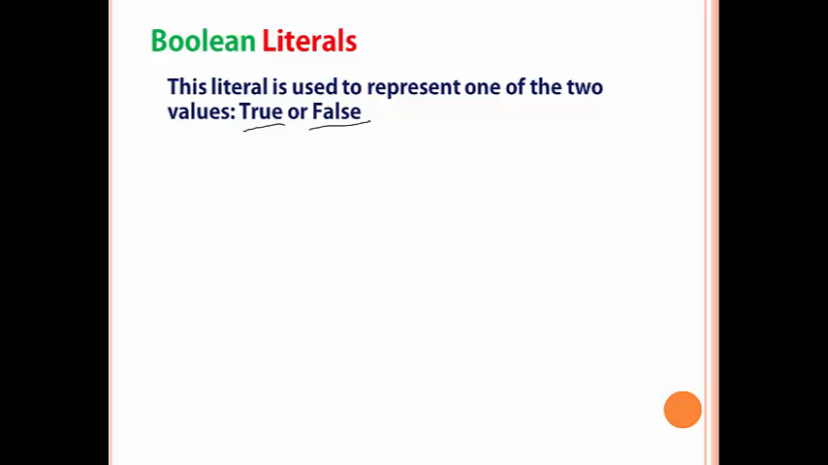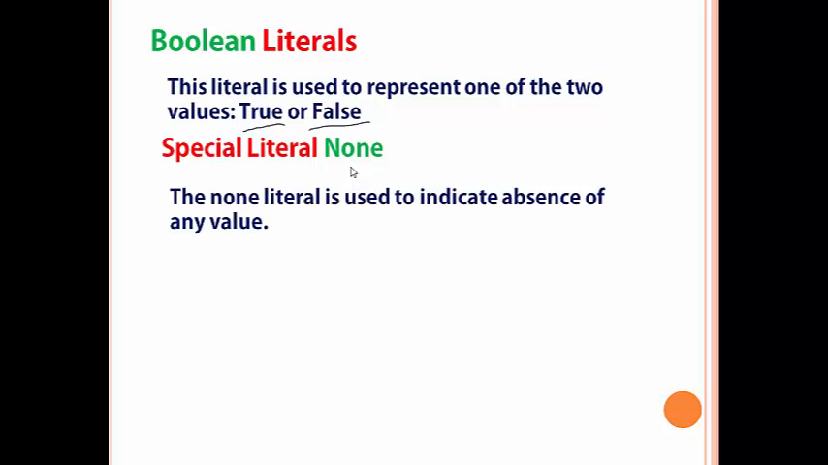Next is your special literal None. Special literal None means if no value is supplied, that is taken as None. Value None means absence of the value. If I create a variable, let's say a, and nothing is supplied to that, that means the literal None is supplied to that one.